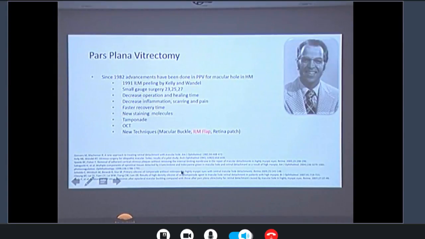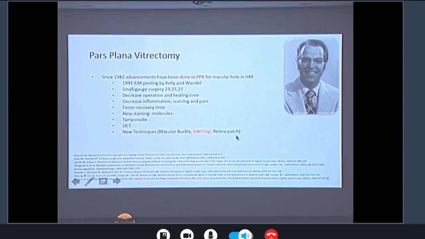And the major one was done in 1991 by Kelly and Wendel, who described for the first time the ILM peeling for the treatment of the macular hole. After that, all of you younger surgeons know that nowadays retina surgery became easier, it became sutureless, the gauge of the instruments decreased, the recovery time in the patient improved, new molecules came out for the staining of the retinal tissue that made surgery easier, new tamponade, the advent of the OCT, and especially for the topic I'm talking about today, new surgical techniques, especially macular buckle and ILM flap.